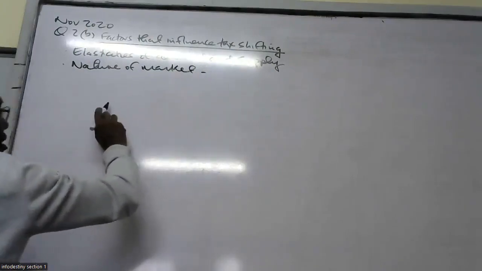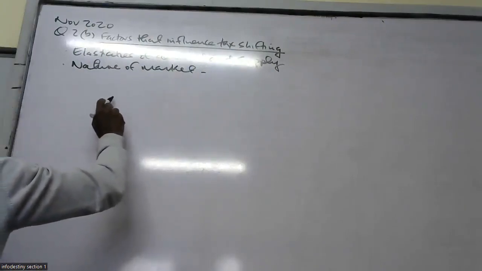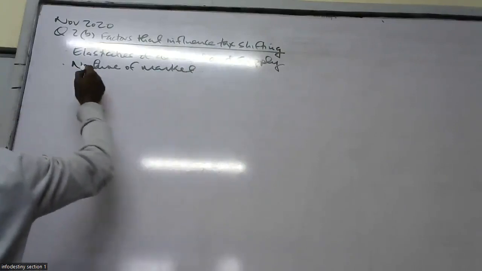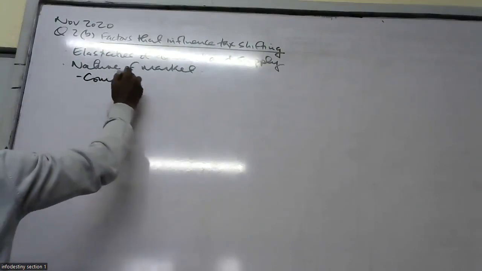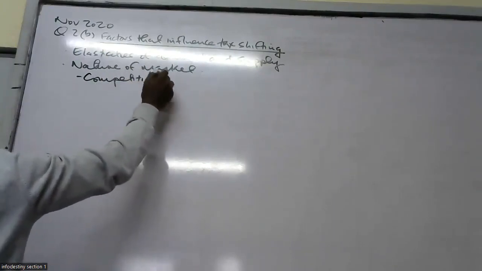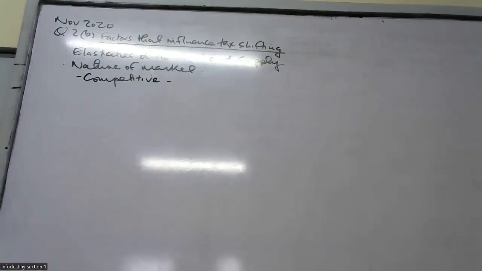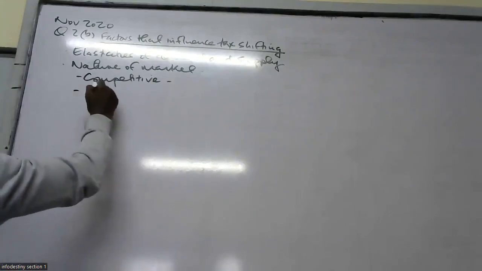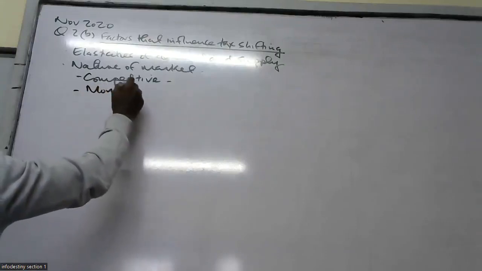So the kind of market structure, is it a competitive market? For a competitive market, there are many buyers and many sellers. So it is the seller who is going to bear the bigger tax burden in a competitive market. And for a monopolistic market, a market with one seller.